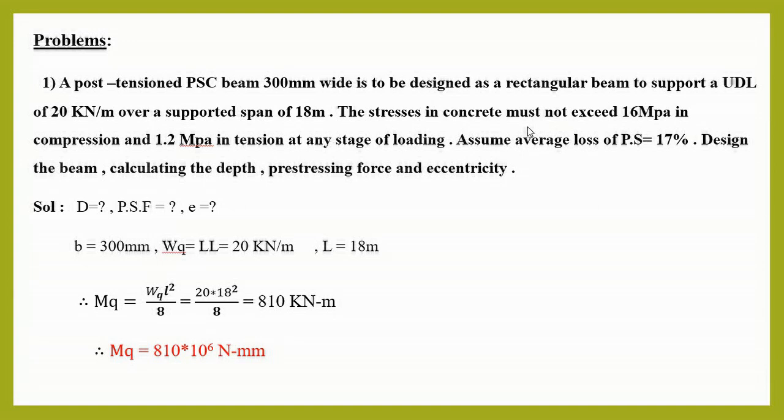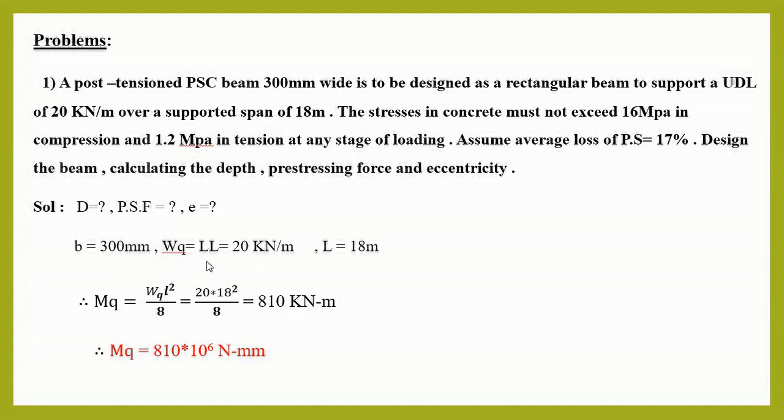We have stresses in concrete which should not exceed 16 MPa in compression and 1.2 MPa in tension. Then average loss of pre-stress is 17%. We should find out how much is the depth, pre-stressing force and eccentricity. I have marked that. So while starting the solution, we should write all the given data.